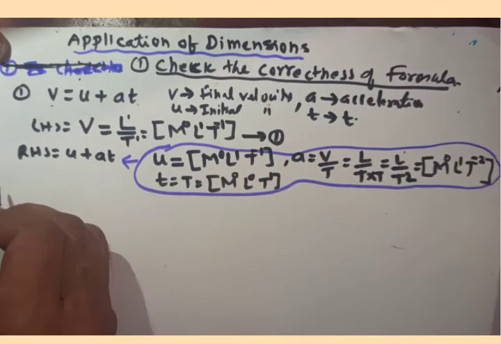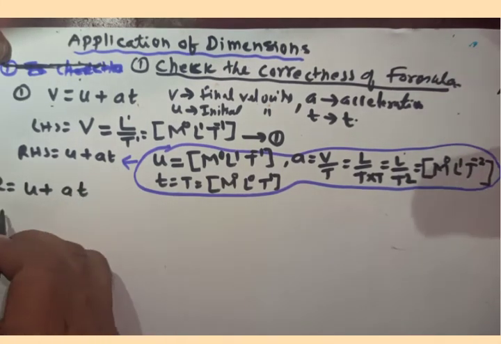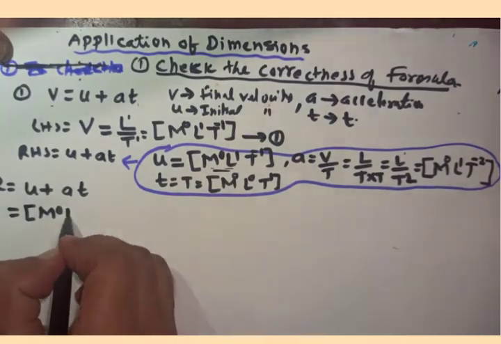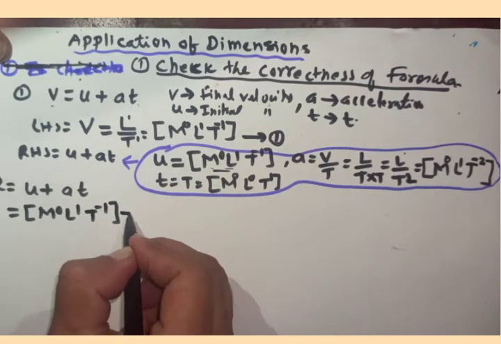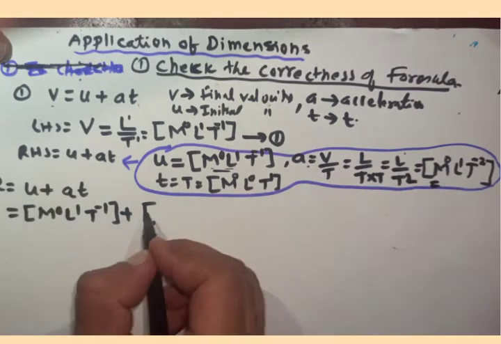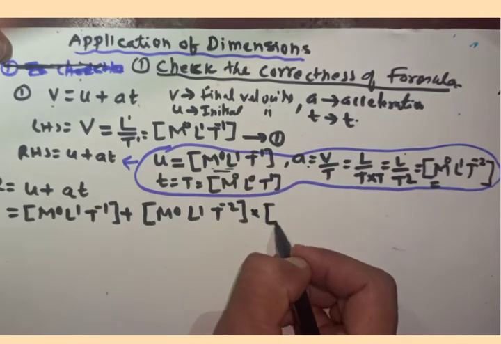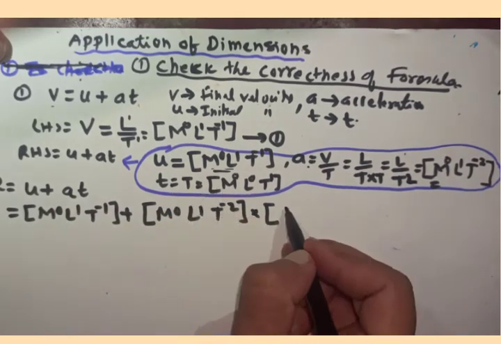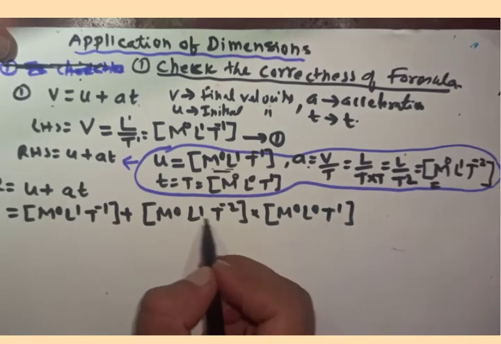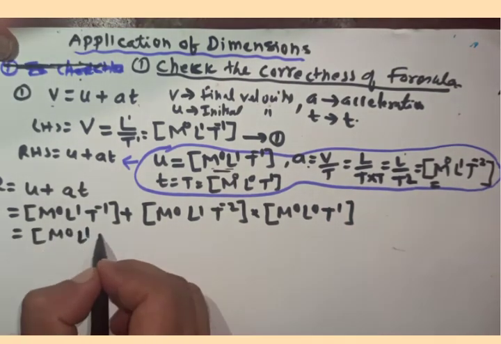Let's try. Therefore you get right hand side is equal to u plus at. So you get u, whose dimension we already found, that is M0 L1 T raised to minus 1, plus the dimension of acceleration, which is M0 L1 T raised to minus 2, into time t, whose dimension we already found out: M0 L0 T raised to 1. Now here there's no problem, but you see there's a multiplication, so we have to solve this somehow. So we write M0 L1 T raised to minus 1.